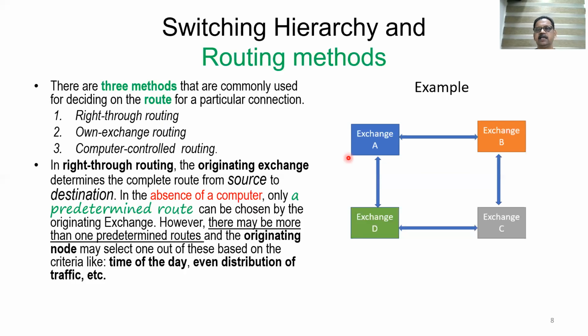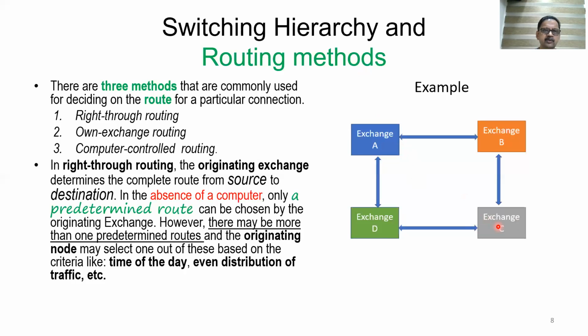So here, let us look into the diagram. There are four exchanges which are interconnected in this manner. A is connected to B, B is connected to C, C is connected to D, D is connected to A. Let us assume the subscriber connected to this exchange intends to speak with the subscriber connected to exchange C. So the communication should happen between exchange A and C. Here, if you can see, there is no direct connectivity between exchange A and exchange C.